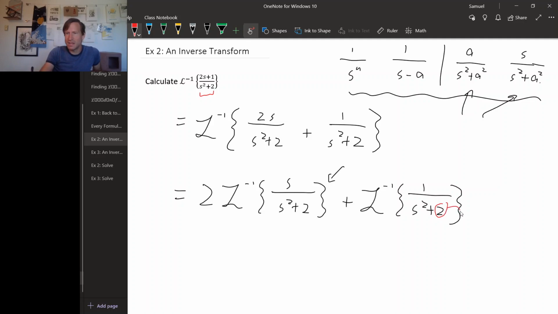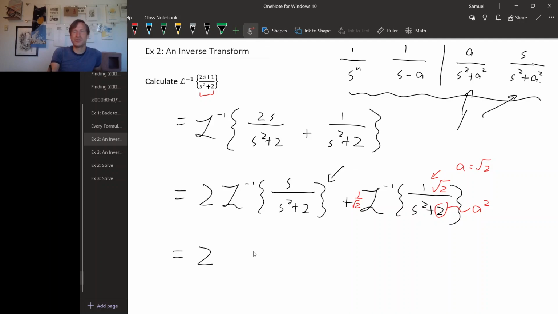this 2 right here is playing the role of a squared, which means that a should be the square root of 2. And we were hoping to have a square root of 2 right here. Well, we can have a square root of 2 here if we compensate by dividing this term by square root of 2. Since we've multiplied and divided this term by the square root of 2, we haven't actually changed this term. We've just intentionally unsimplified it so that we can have our square root of 2. So now the second Laplace transform also matches up with one of our known Laplace transforms. So now we can do inverse transforms.